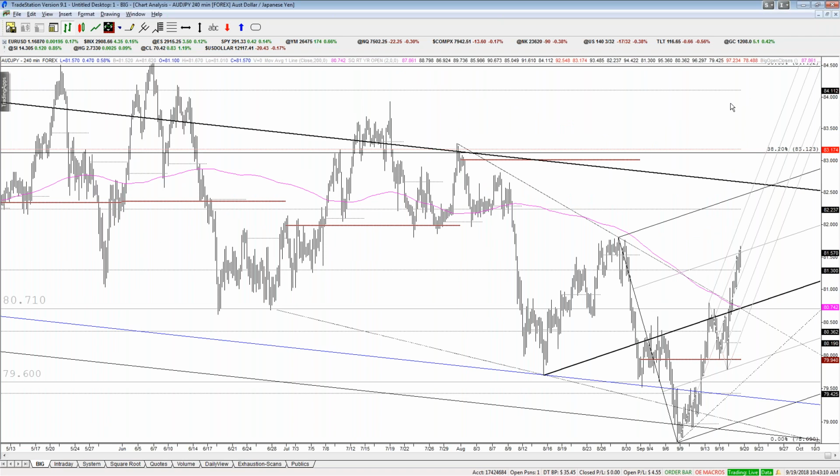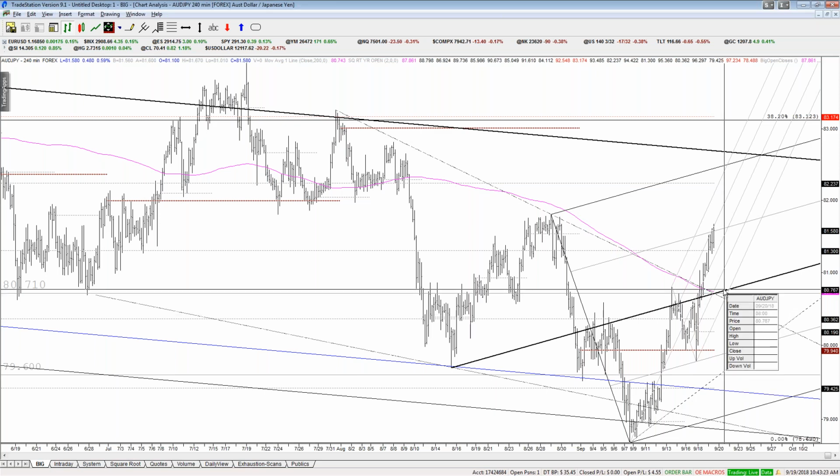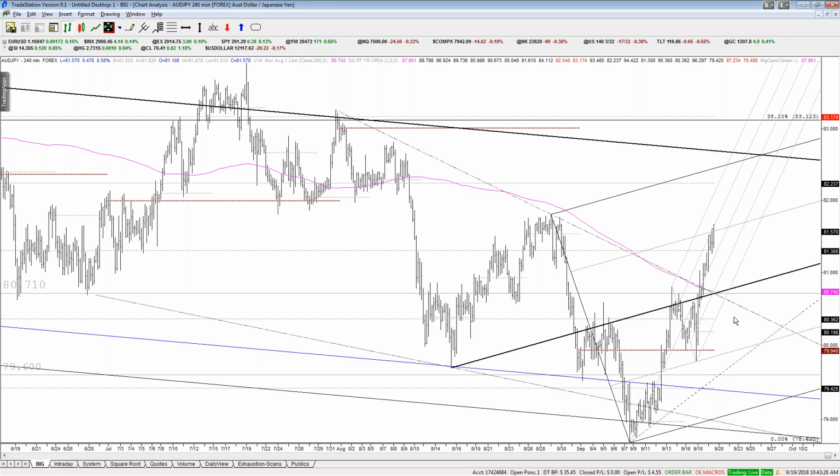All right, Aussie Yen, love this chart. Like this better, of course, than Euro Yen because I like Aussie a little bit better than Euro here. Again, if you did get a pullback, the level to look at, as we said last night, is going to be in that 80-70s. That's the 4-hour 200 average.